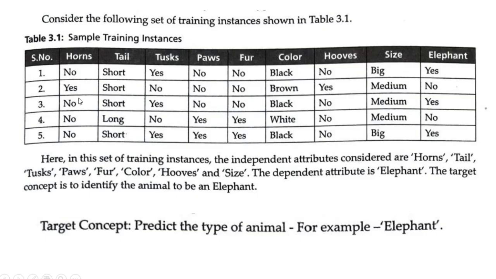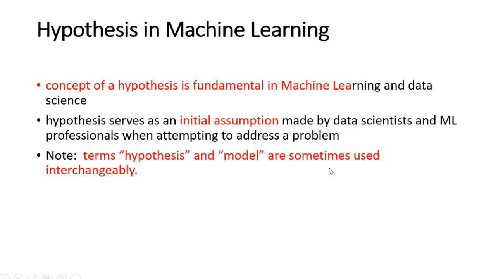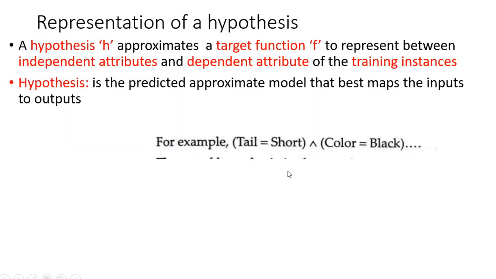Now, the hypothesis will basically try to represent the conjunction between these attributes. Each one is one attribute. And what is a conjunction? That conjunction or relationship is: horns no, and tail short, and tusk yes, and so on. So basically I'm going to conjunct each attribute. That would be done in the hypothesis.